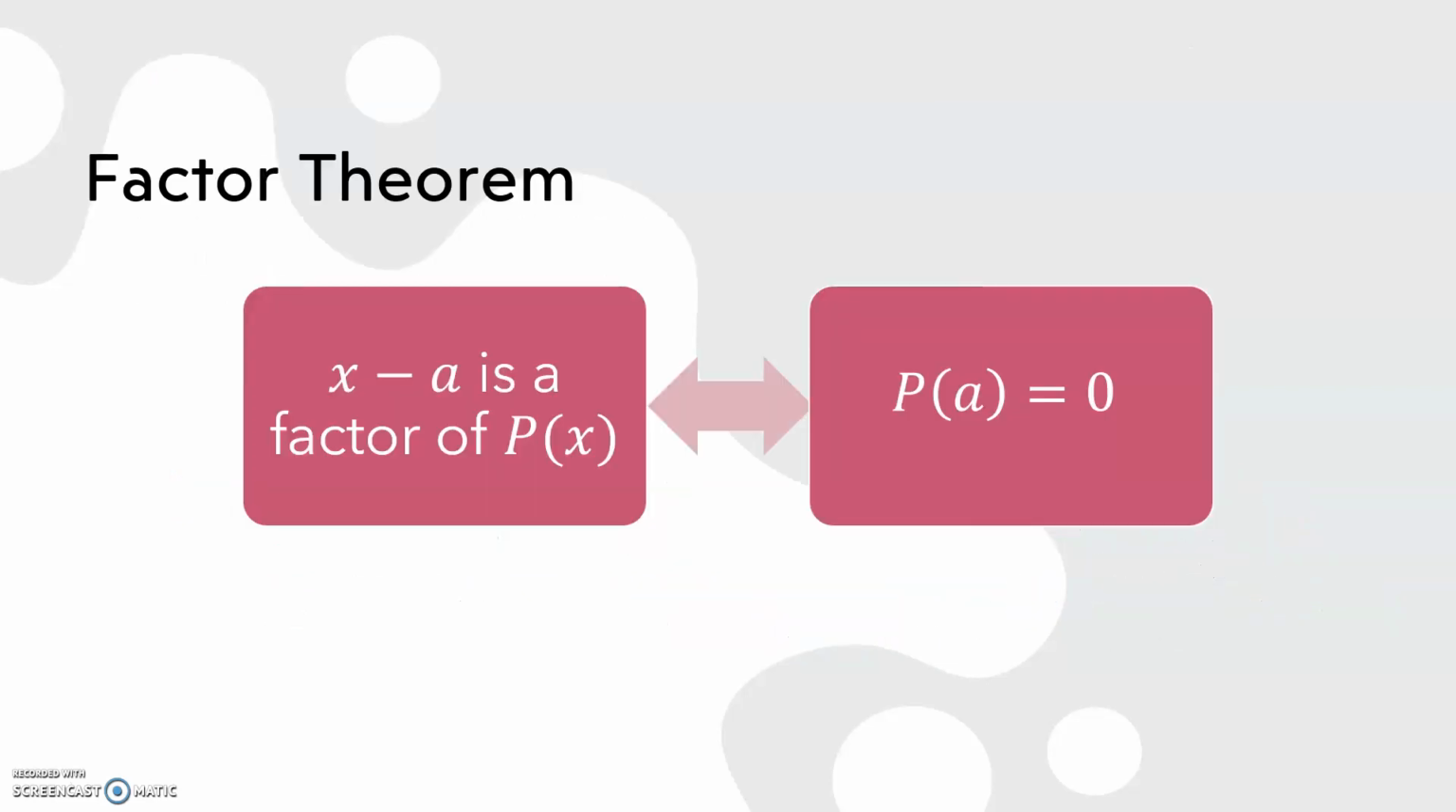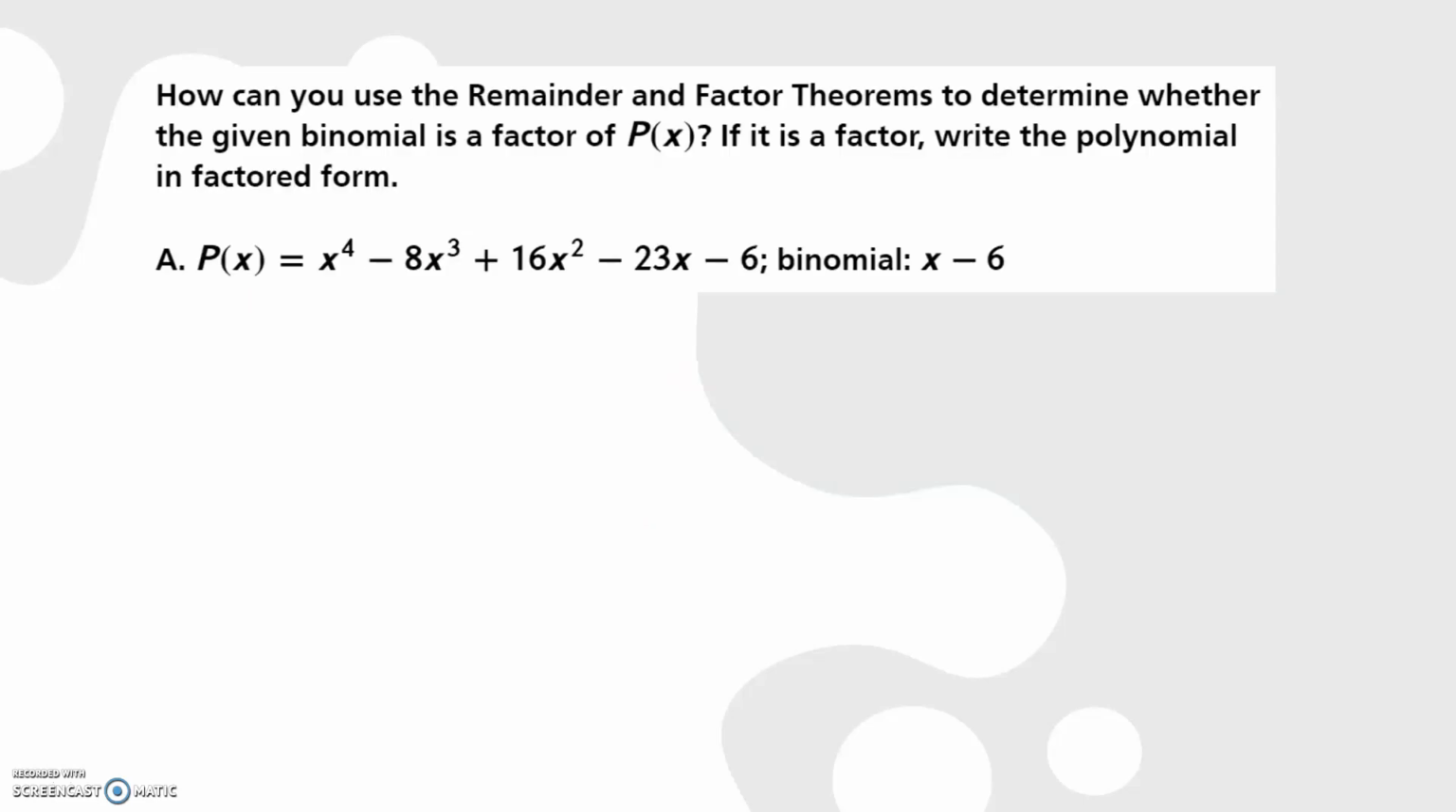The other theorem for this section is the factor theorem. The factor theorem says that if you do all this long division, then you get a remainder of 0. So as long as you have a remainder of 0, then your function is a factor. And that also means that the value of the function is 0 at that point.